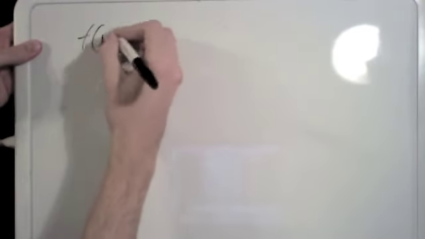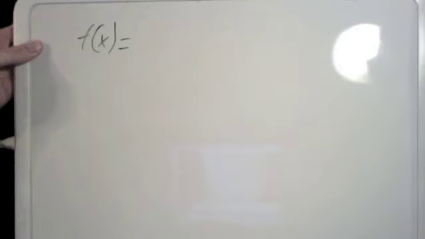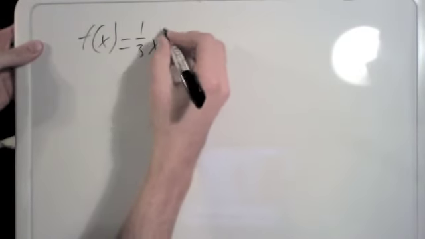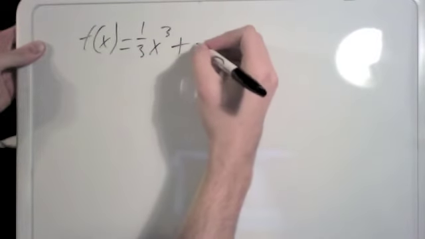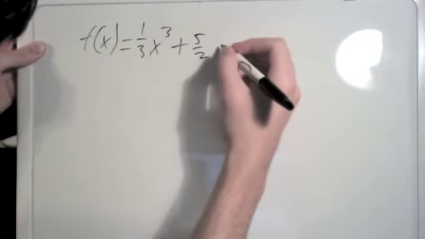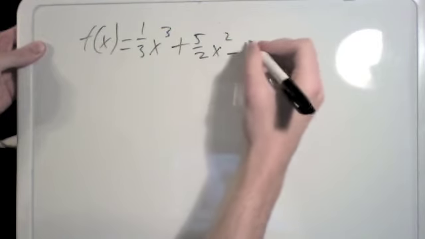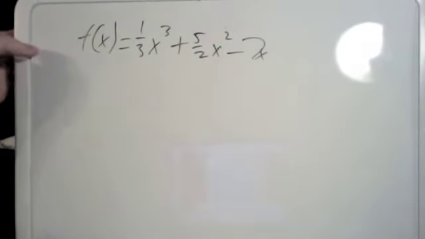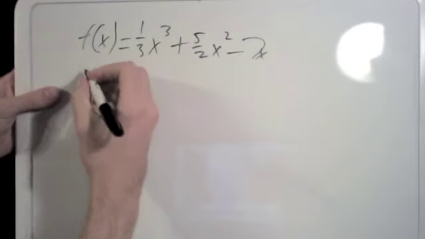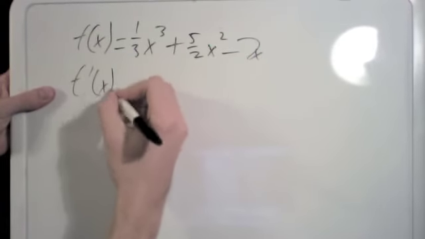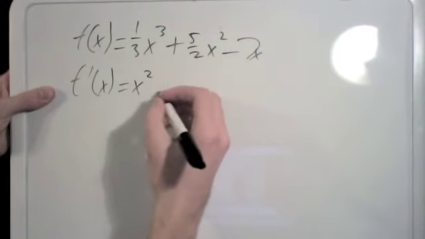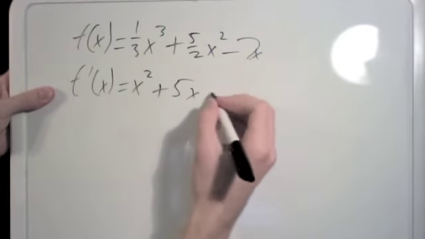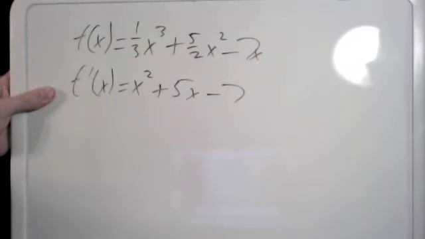Let's say that our f of x is 1/3 x cubed plus 5/2 x squared minus 7x. Okay, in that case, we know how to find a derivative. The derivative of f of x, f prime of x, is equal to x squared plus 5x minus 7.